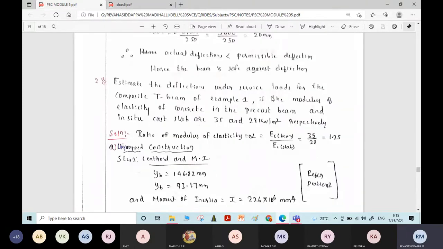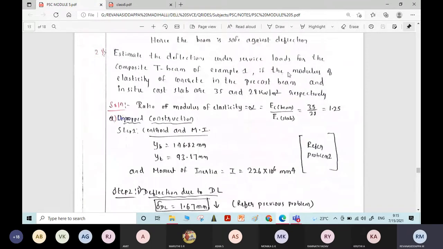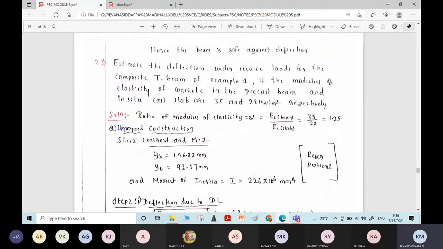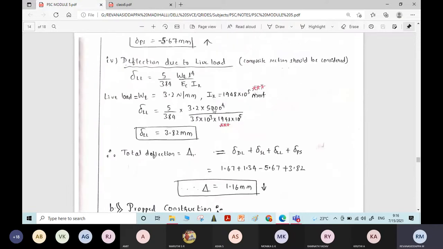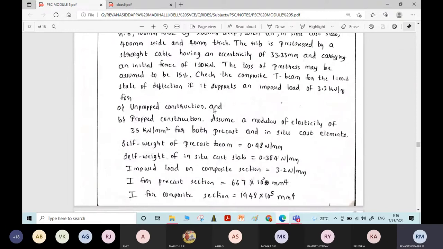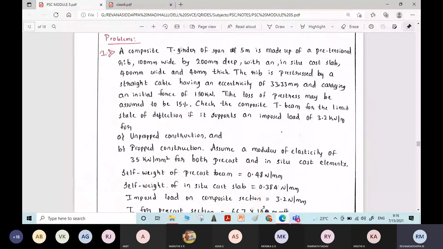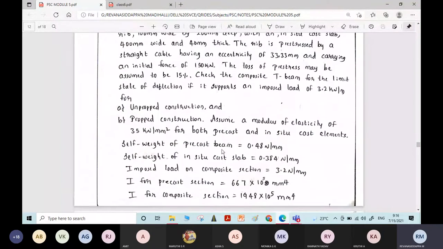Estimate the deflection under service loads for the composite T beam of example one, means previous problem. If the modulus of elasticity of concrete in the precast beam and cast in situ slab are 35 and 28 kN per meter square respectively. All the data is same only, but in the previous problem, a single modulus of elasticity for the beam and the slab was given. Okay, that is 35 kN per mm square it was given, correct? In this problem, where is it, the data?